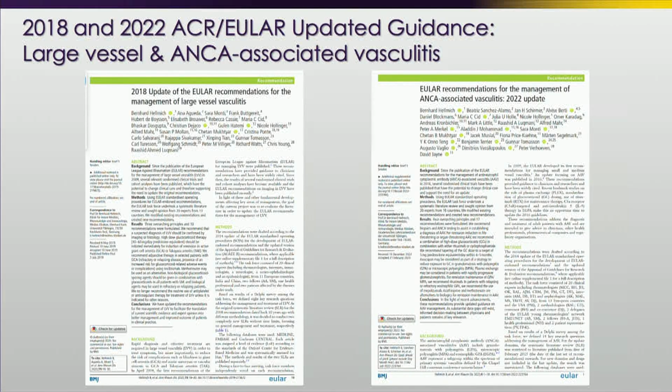And building on that early work, there are some more recent consensus statements with guidance for both large vessel vasculitides and the ANCA-associated vasculitides that have been put out by the European League Against Rheumatism, called EULAR. And this is part of the European Alliance of Associations for Rheumatology. So this is a very evolving and dynamic field.